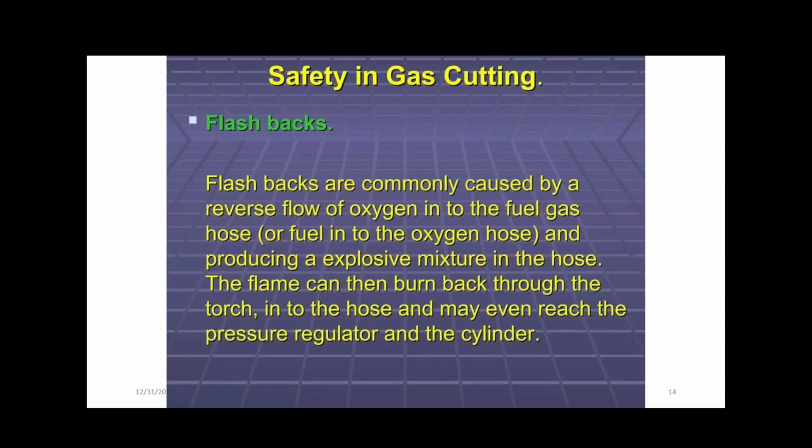Flashbacks are commonly caused by a reverse flow of oxygen into the fuel gas hose, or fuel into the oxygen hose, producing an explosive mixture in the hose. The flame can then burn back through the torch into the hose and may even reach the pressure regulator and the cylinder.